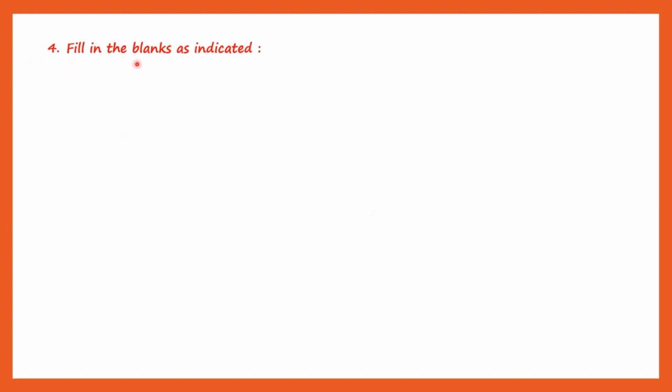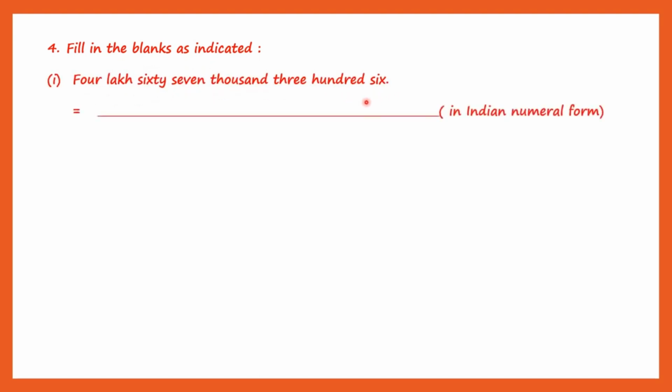Question 4. Fill in the blanks as indicated. 4,67,306 is the question given. Now what should we do? We should first write it in the Indian numeral form, that is in figures. So let's write that 4 lakh. That means that's one period that's over. So we can put a comma. Then we have 67,000, comma, 306.